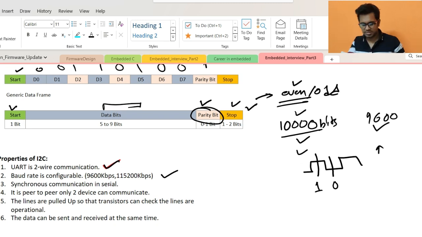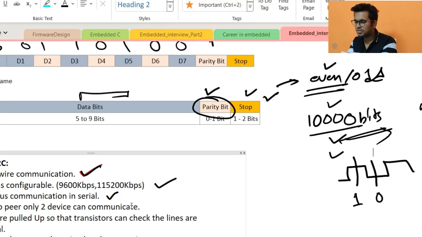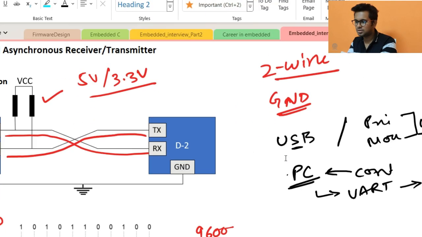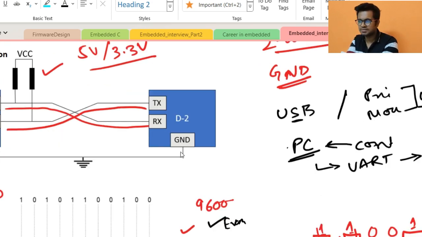Now let's look at the next thing. This is a serial communication, an asynchronous serial communication. What does it mean? It is synchronized with the help of the baud rate, nothing else. Then only two devices can communicate, as I showed. Only TX is connected to RX and RX is connected to TX. So it's a two-device communication. You cannot connect D3 and send different data to D3. No, it's not possible. It's only TX and RX, and there is no device address concept here.